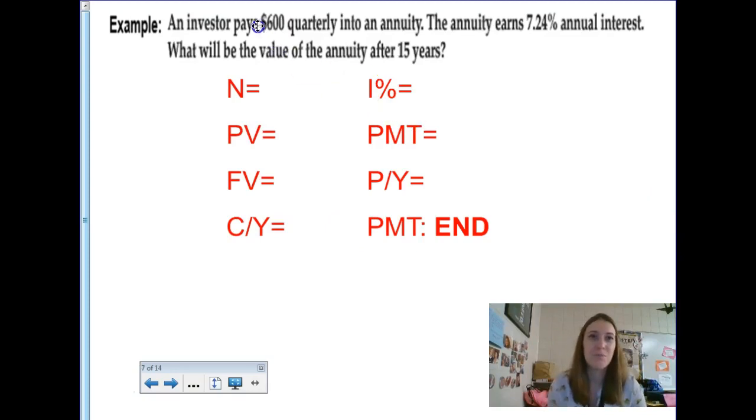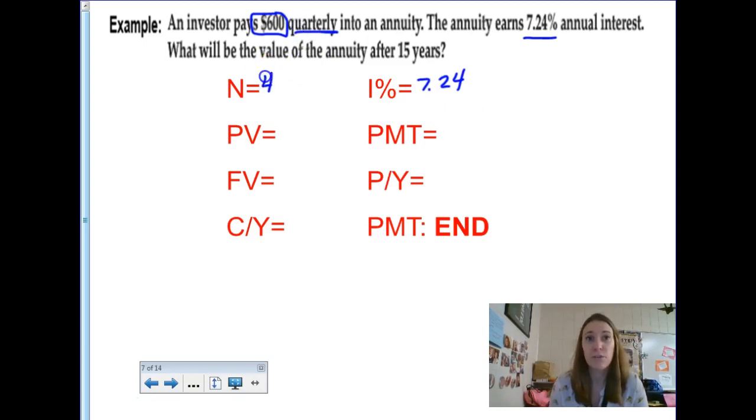This question: an investor pays $600 quarterly into an annuity. The annuity earns 7.24% interest. What will be the value of the annuity after 15 years? The easy one to pull out there is the interest rate, and they want it written as a percentage, so you're going to write literally 7.24. You don't even have to change it to a decimal. The N is the number of compoundings that you're going to have over the course of the entire annuity.